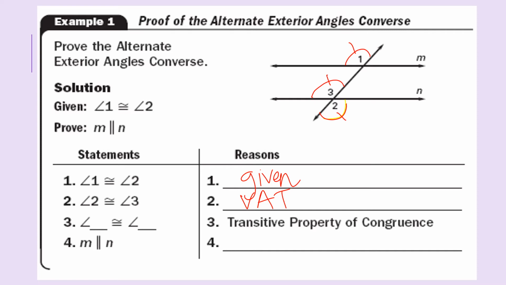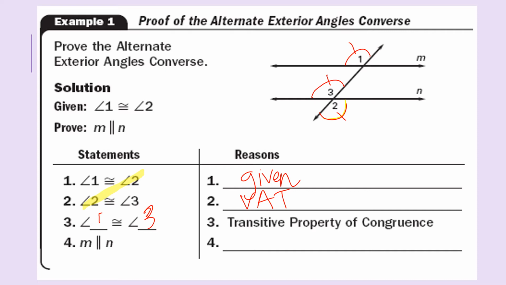Then, think back to chapter 2, because we have angle 2 in common in both of those statements, we can go ahead and rewrite our statement without angle 2. Angle 1 is congruent to angle 3, and that is because of the transitive property of congruence. Remember, we can take out that angle or that measure or that line that they have in common.